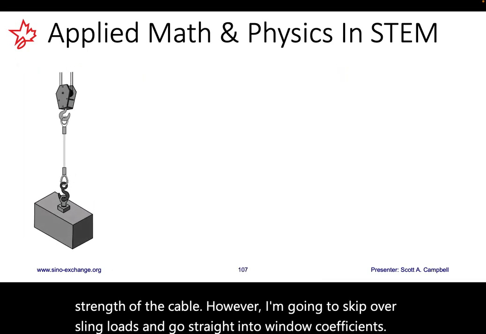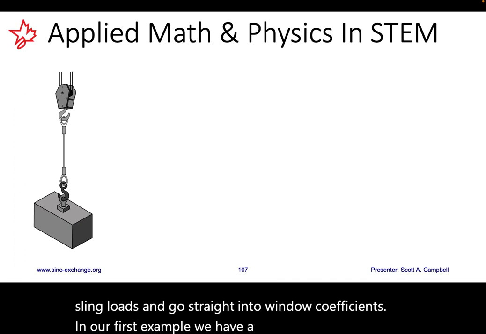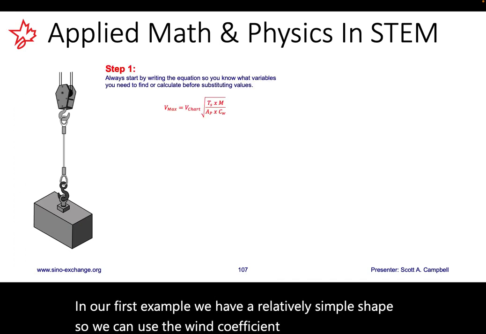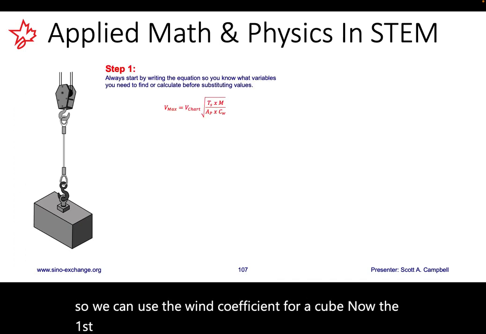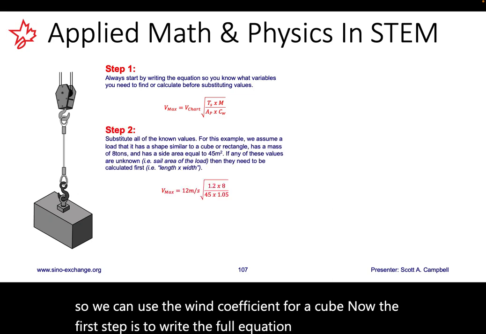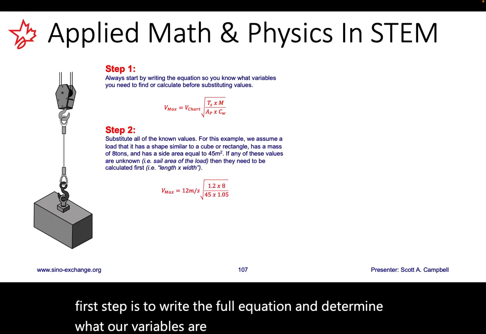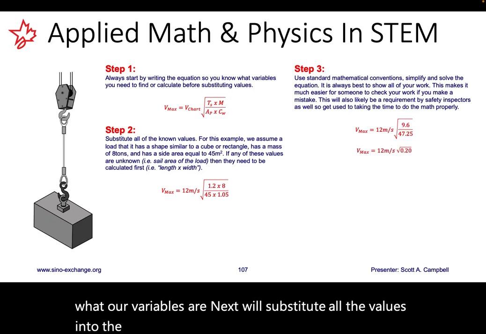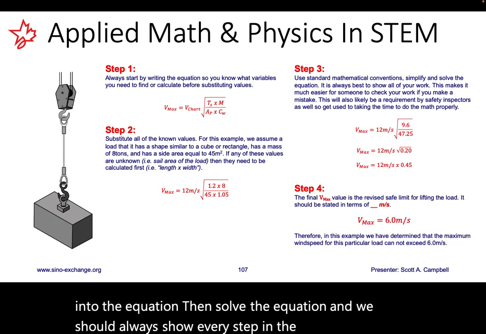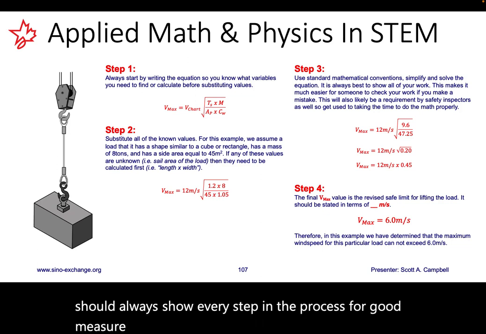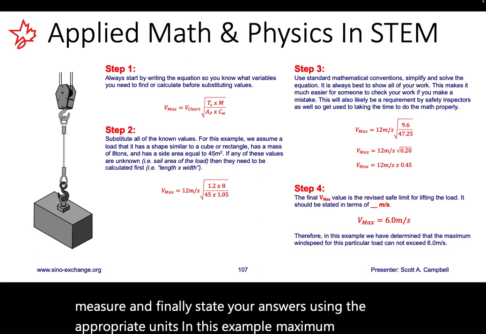In our first example, we have a relatively simple shape, so we can use the wind coefficient for a cube. Now, the first step is to write the full equation and determine what our variables are. Next, we'll substitute all the values into the equation. Then solve the equation, and we should always show every step in the process for good measure. And finally, state your answers using the appropriate units. In this example, the maximum wind speed was equal to 6 meters per second.